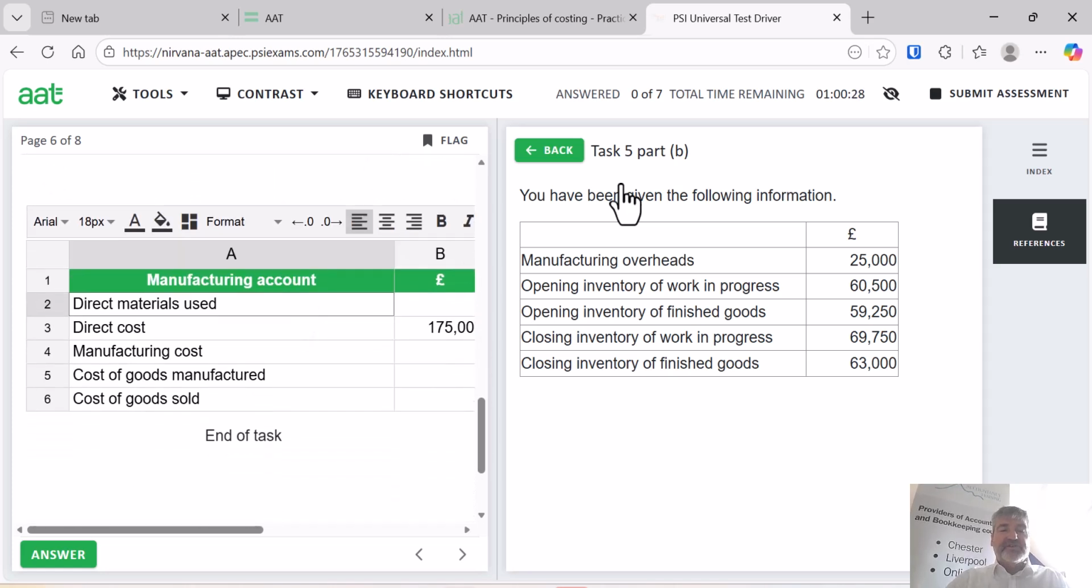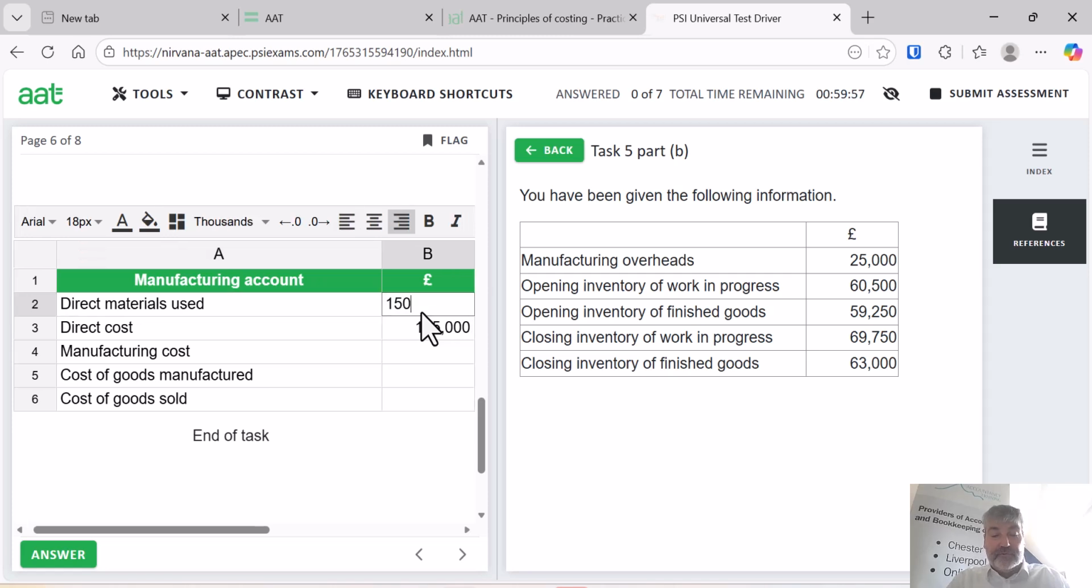So the first thing I'm asked to put into cell B2 is the cost of direct materials used by production. That's the figure that we calculated in the first part of the question. It's the result of adding the purchases of raw material to the opening inventory value of raw material and then deducting the closing inventory value of raw material. So that was £150,000. I'm just going to pop that figure in.